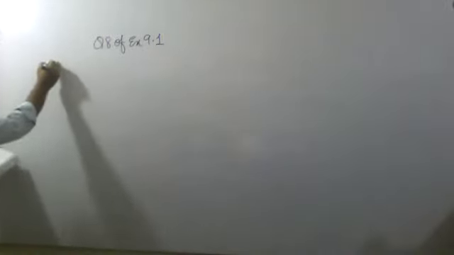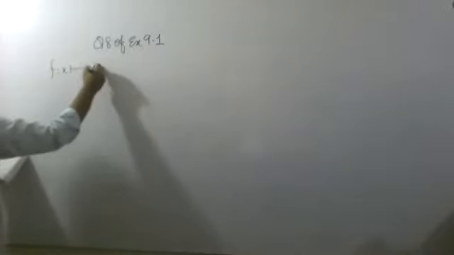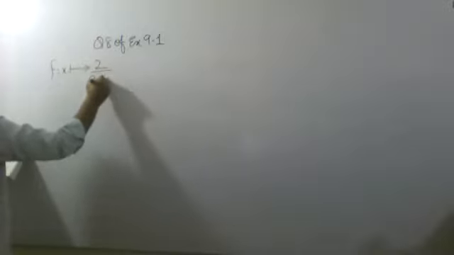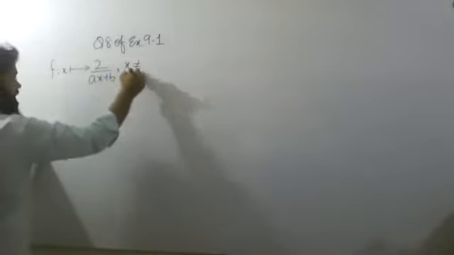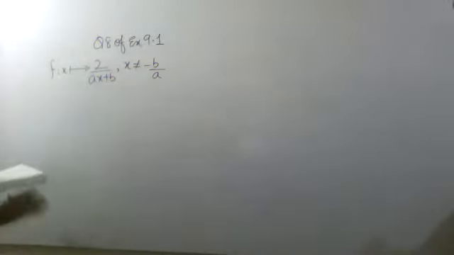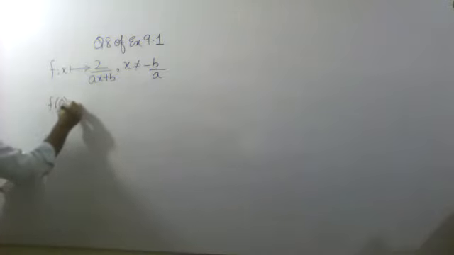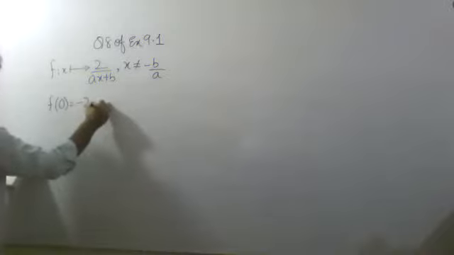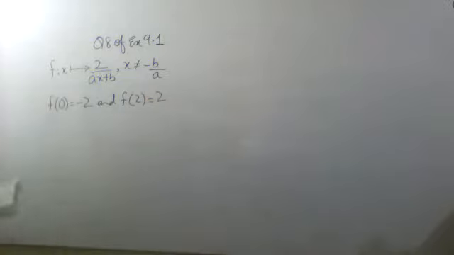What is the function? The function is f of x equals 2 upon ax plus b, where x is not equal to minus b over a. Okay, that is the first thing they are telling us. Now, after that, they are saying, given that f of 0 equals minus 2 and f of 2 equals 2. Okay, they have given us two situations.